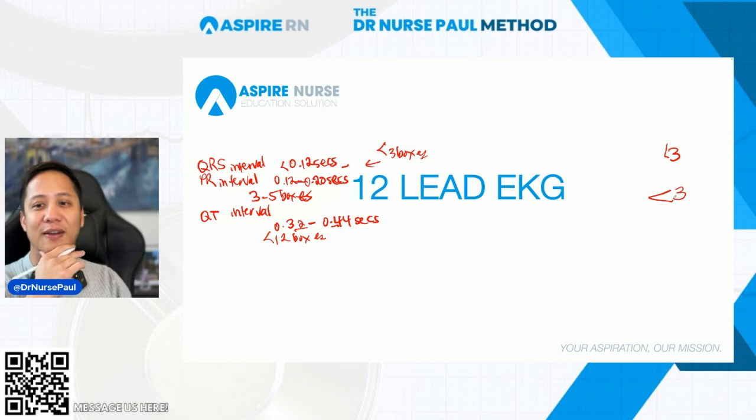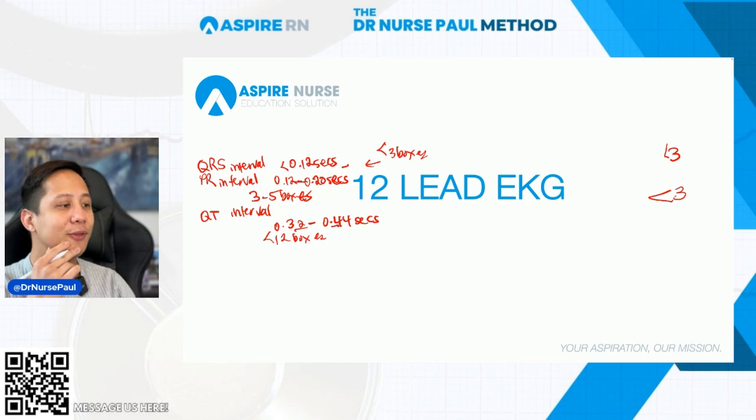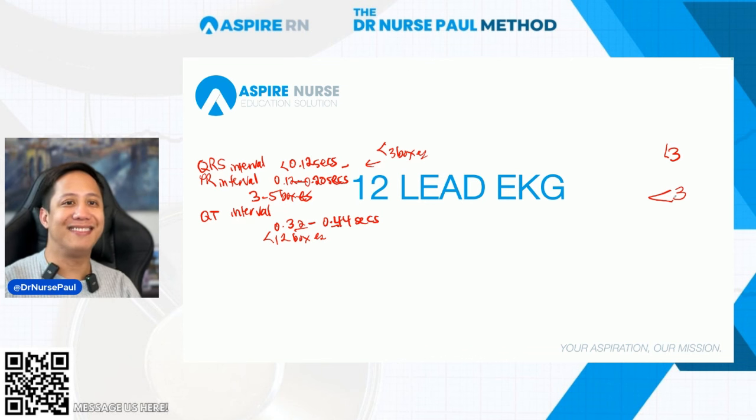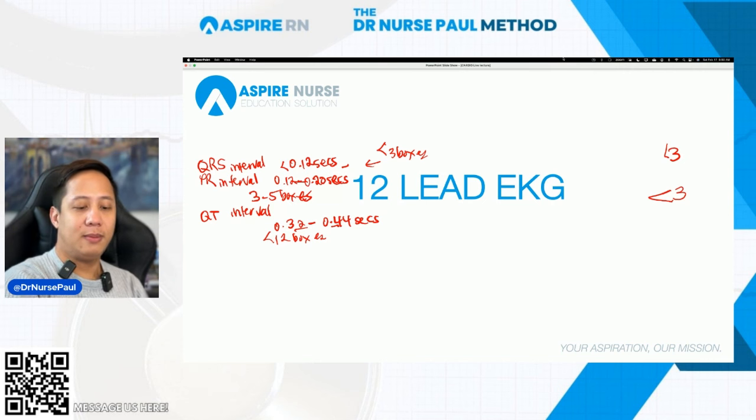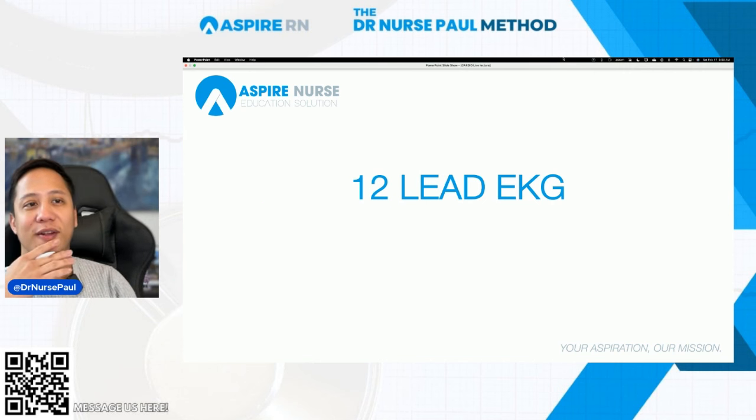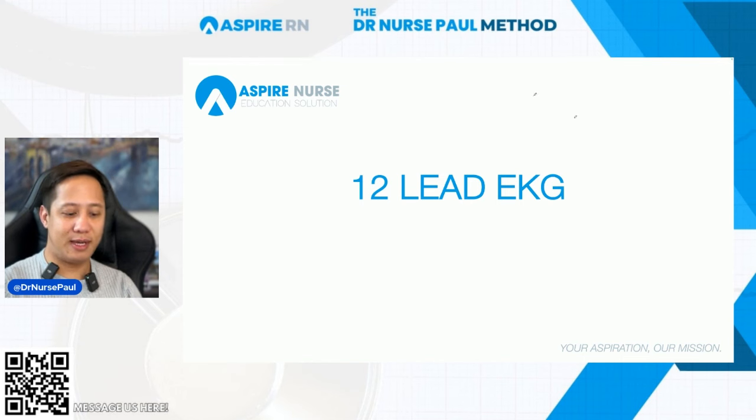3 to 5 boxes, not more than 5 boxes, Melanie. 3 to 5 boxes for PR interval. How about for QT interval? Remember that, because we're going to use these information later. Less than 12 boxes. All righty. Okay. Well, let's continue.